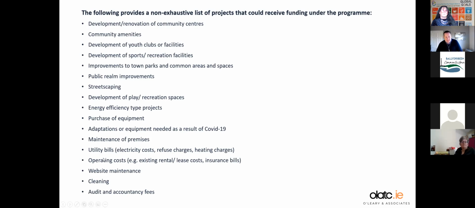Maintenance of premises. They will, which is unusual, fund operational costs, or partly. So again, your utility bills, operating costs. So let's say, for example, you struggled big time last year in fundraising because of the pandemic, and you're struggling to meet bills, and you've got maybe rent that's due, or bills that are due, and you're really struggling, you can apply for some of this to cover that.